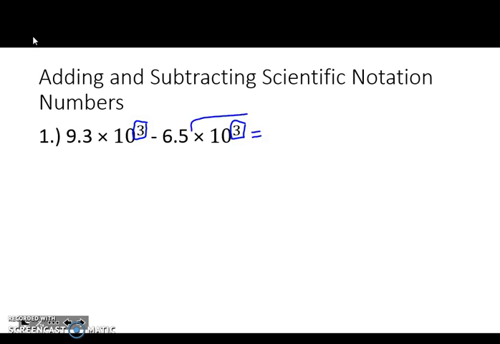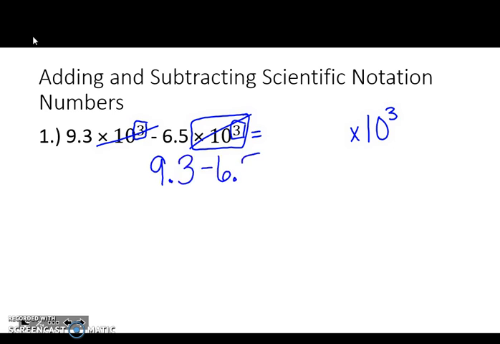So this part of our answer is going to be the same. So we're going to just bring that over into our final answer because they basically are like scientific notation numbers because they have the same exponent. We're going to bring that over into our answer. So then we are going to take our leading coefficients and we're going to actually complete the math problem. So if I take 9.3 minus the 6.5, like it asked me to do, I get 2.8, and then we already have our times 10 to the third.